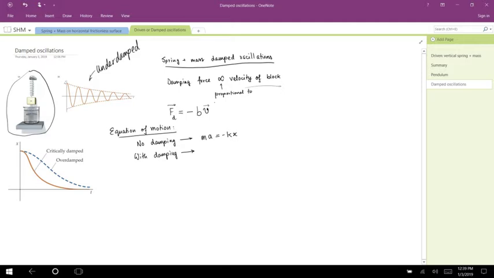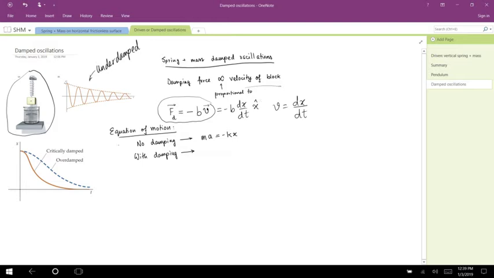And in order to write that in a symbolic form, we can just say Fd, which is the damping force, is equal to negative b, where b is a constant, times the velocity of the block. Okay, but remember, velocity of the block, v, is nothing but one time derivative of the position of the block. So this is equal to negative b dx/dt. And then we should put in a vector direction, so let's just put in x hat.